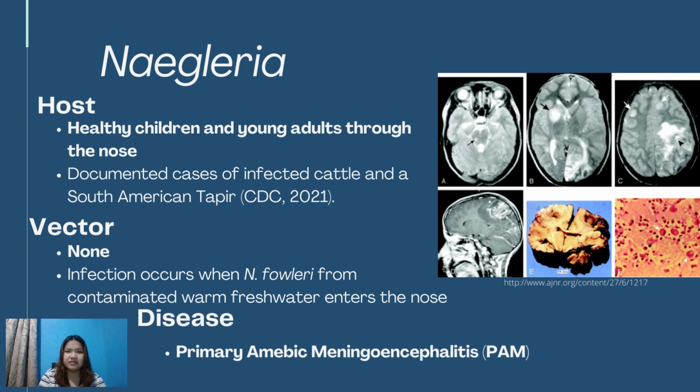For its host, it affects healthy children and young adults through entering the nose. There are also documented cases of infected cattle and a South American tapir. It has no vector. As we have said, infection only occurs when N. fowleri from contaminated warm fresh water enters the nose. Its disease is called primary amoebic meningoencephalitis or PAM.